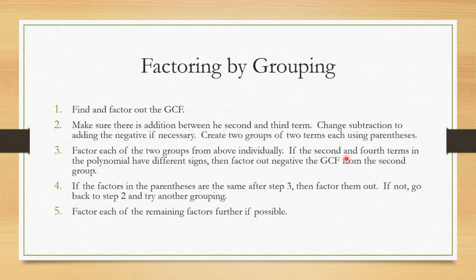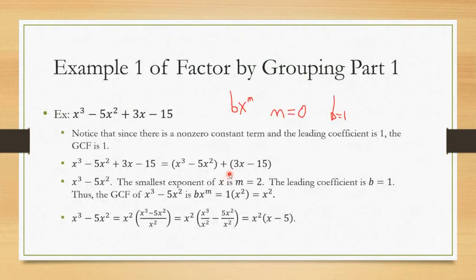It's in step 3. If the second and fourth terms in the polynomial have different signs, one's positive, one's negative, you have to factor out a negative, might be just -1, from the second group. You'll see why in some examples we do. But we do 2 groups of 2, okay? And now we want to factor each of these 2 groups individually.